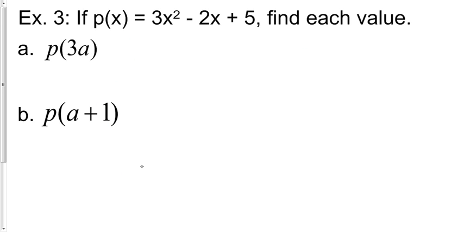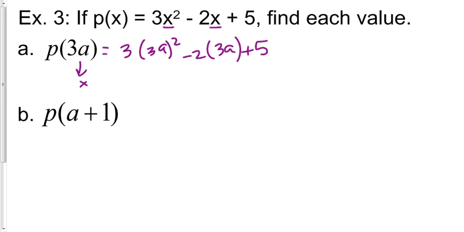In example 3, now we're going to plug in some variables along with these numbers. So we're finding p of 3a, and this time the function is 3x squared minus 2x plus 5. So anywhere I see an x, I need to plug in my input 3a. Okay, so 3a takes the place of x. So we've got a 3 times 3a squared minus 2 times 3a plus 5. And notice I always use parentheses when I'm plugging in these values.